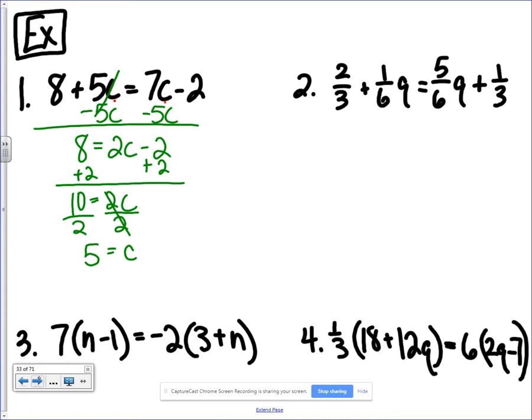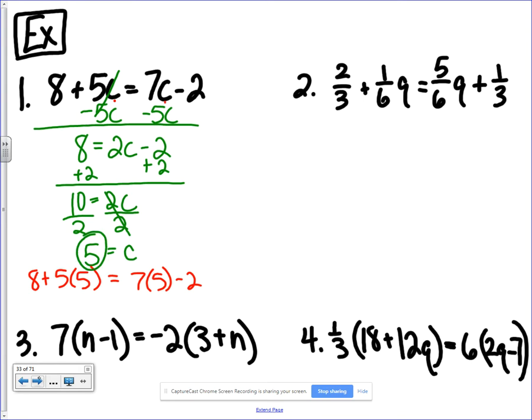Of course, you can check yourself. You can plug it in. That's the left side. This is the right side. Do they actually equal each other? 5 times 5 is 25. Plus 8. 25 plus 8 is what? 33. Over on the other side, 7 times 5 is 35. Minus 2 does give me 33. So you can see that both sides equal each other. Therefore, 5 would be the correct solution.